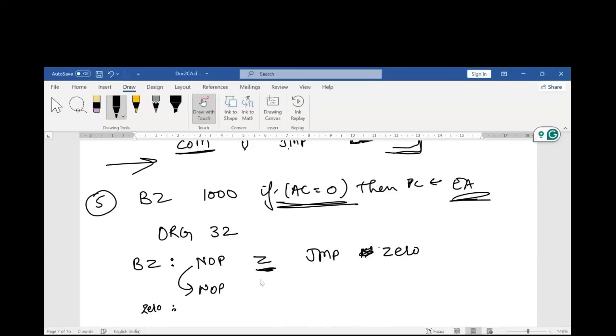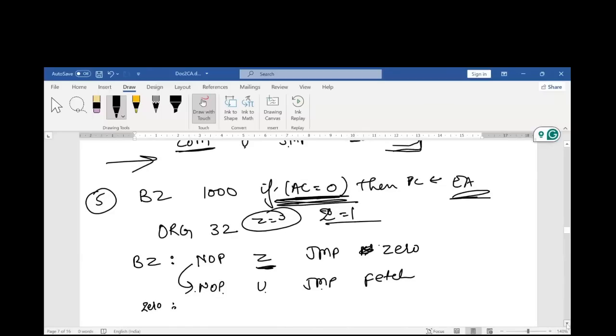What to do in the next line? If Z is not 1, if Z is 0, what to do? No operation, you jump, fetch. Go and fetch the next instruction. I don't want to do anything. Okay, so if AC is not 0, I don't want to do anything. When will AC be 0? When Z is 1. But if Z is 0, I don't have to do anything. So in that case, it will go to this particular instruction. No operation, you jump, fetch. Go and fetch the next instruction.